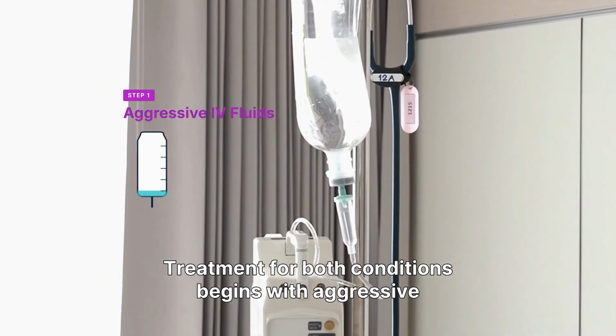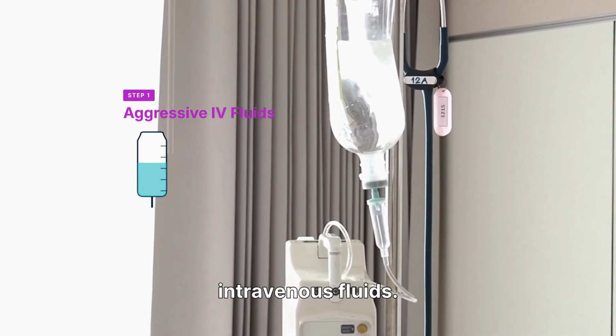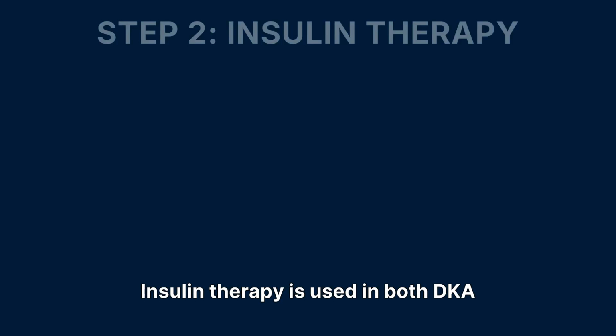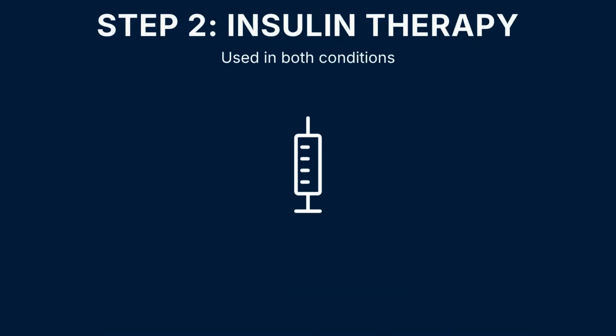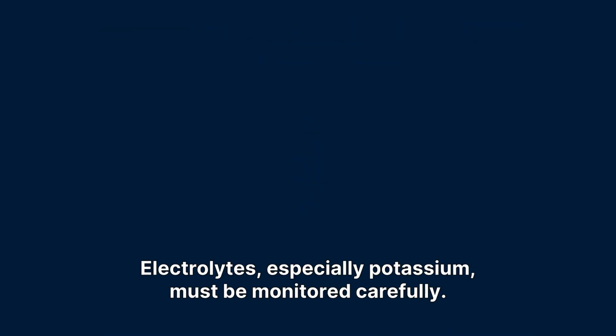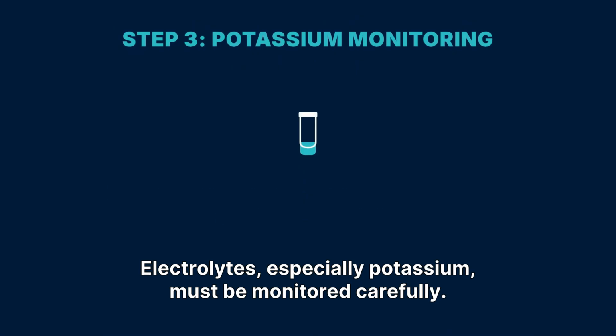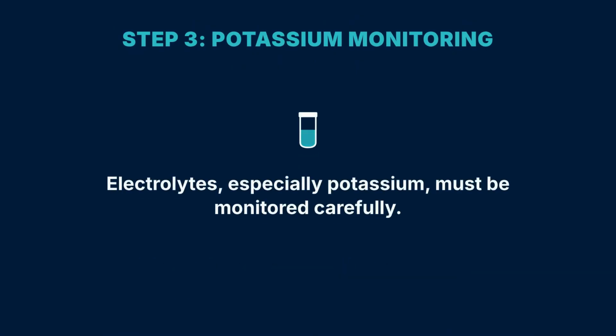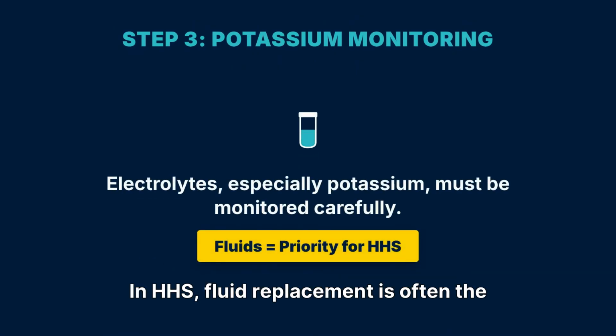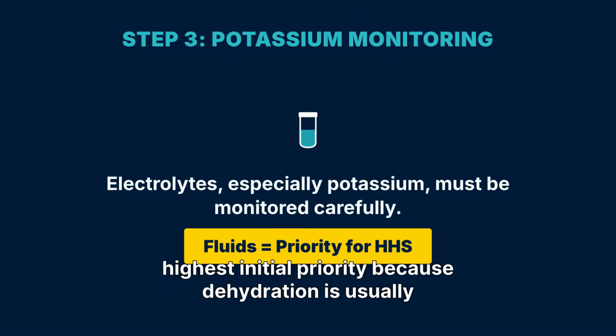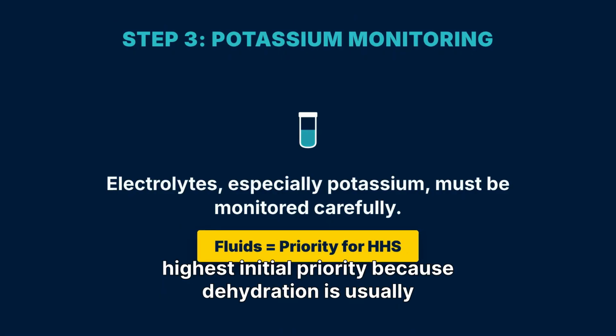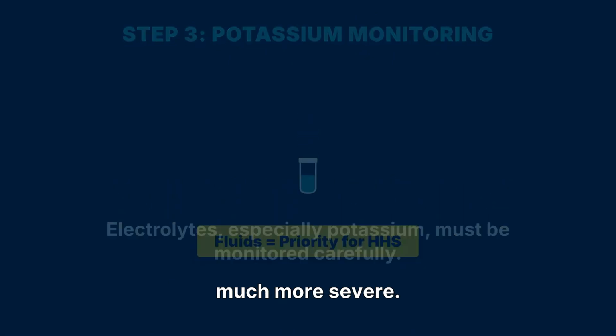Treatment for both conditions begins with aggressive intravenous fluids. Insulin therapy is used in both DKA and HHS. Electrolytes, especially potassium, must be monitored carefully. In HHS, fluid replacement is often the highest initial priority because dehydration is usually much more severe.